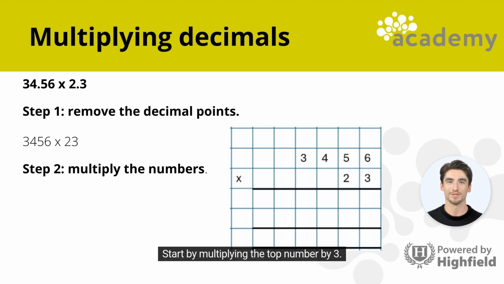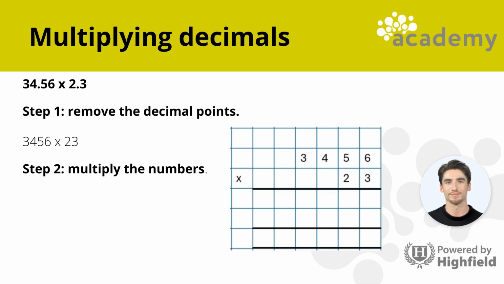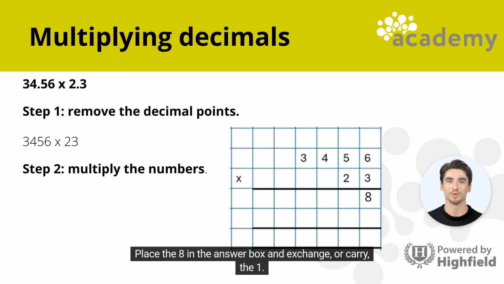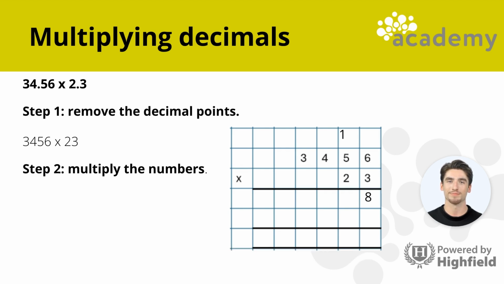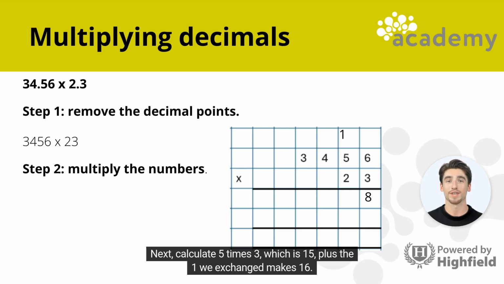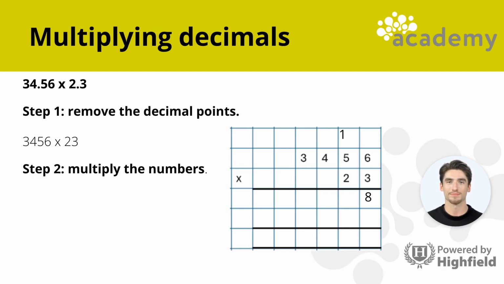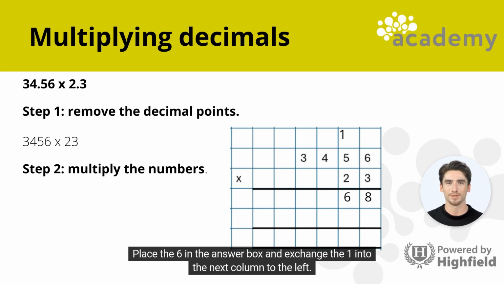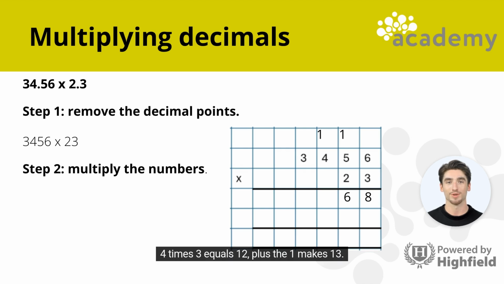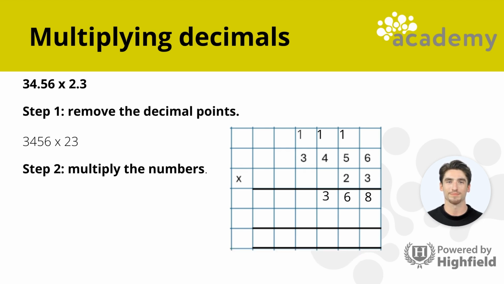Start by multiplying the top number by 3. Remember, we must start at the far right. 6 times 3 equals 18. Place the 8 in the answer box and exchange or carry the 1. Next, calculate 5 times 3, which is 15, plus the 1 we exchanged makes 16. Place the 6 in the answer box and exchange the 1 into the next column to the left. 4 times 3 equals 12, plus the 1 makes 13. Place the 3 in the answer box and exchange the 1.